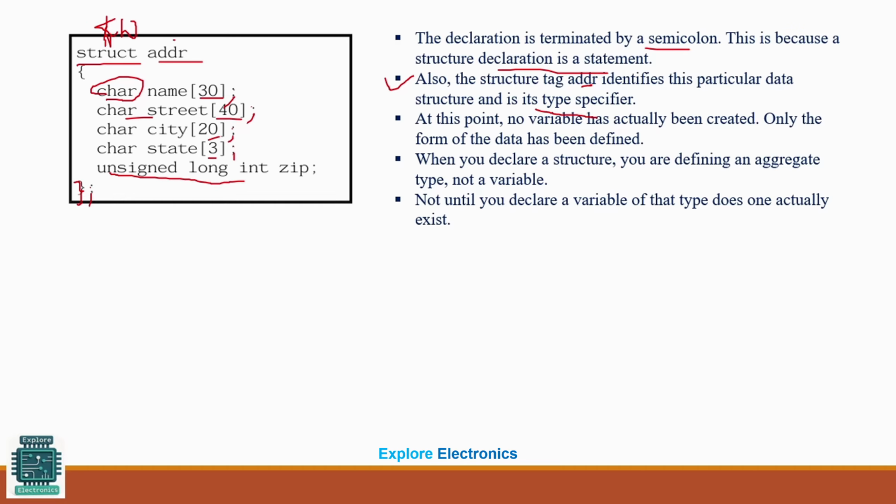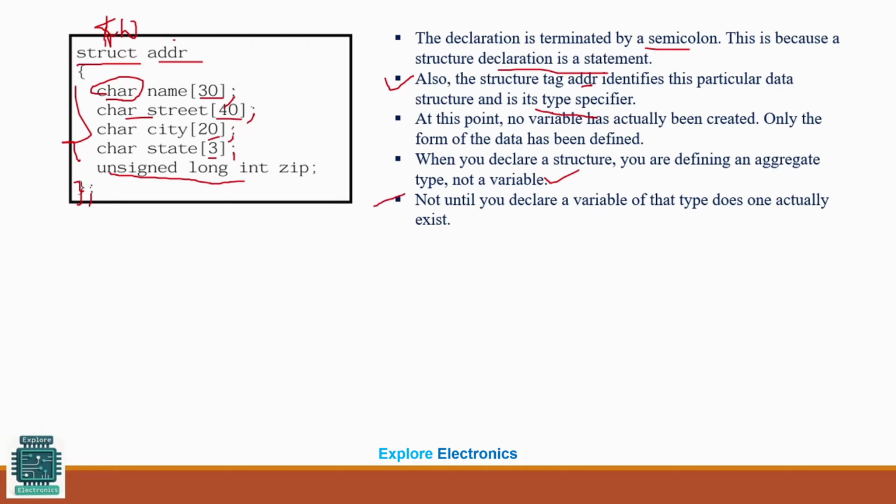At this point, no variable has actually been created. Only the form of data has been defined. When you declare a structure, you are defining an aggregate type, not a variable. This is very important. Here, what we have listed means no variable is actually being created. We are only specifying the form of data, but no actual variable is created over here. Not until you declare a variable of that type does one actually exist.